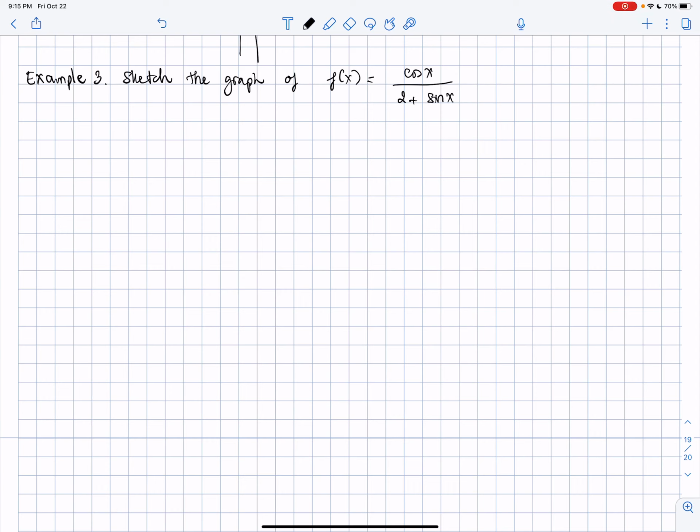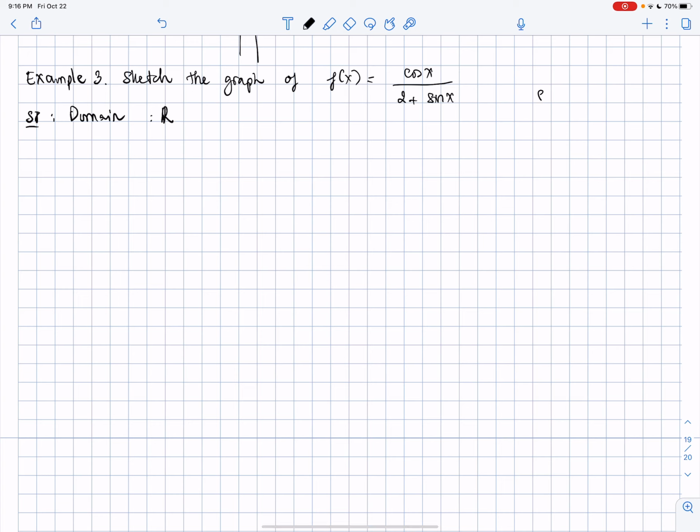Example number 3. Sketch the graph of f of x equals cosine of x over 2 plus sine x. So step number 1, we find the domain. The domain for this function is all real numbers because the bottom can never be 0.